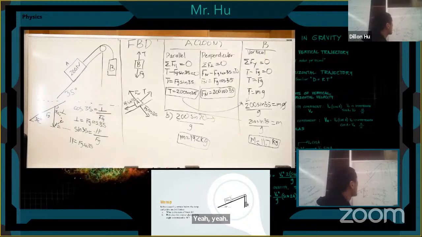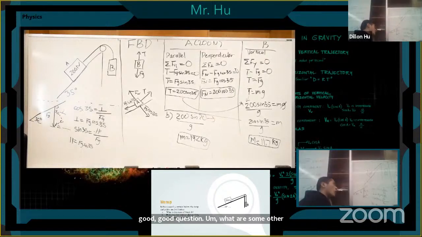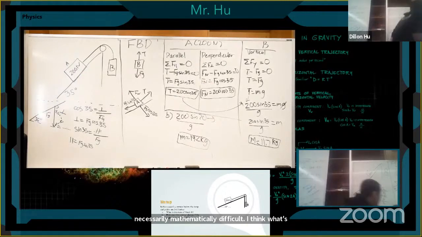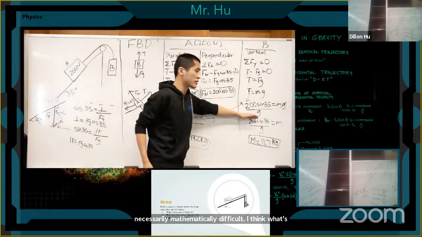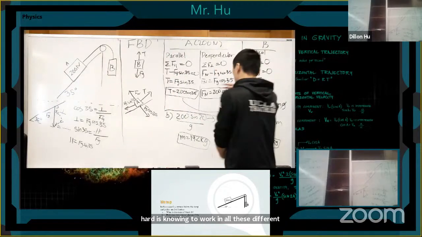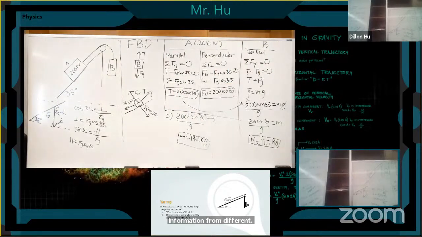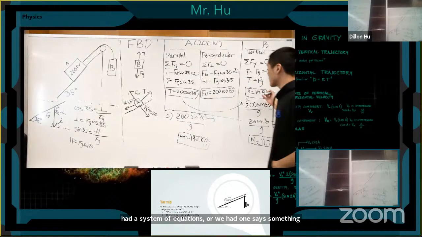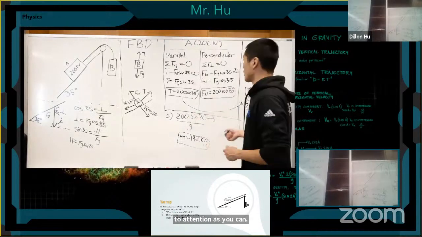Okay, so good question. What are some other pitfalls here? Another pitfall is trying to do everything in one go. Notice how here I had to set up 3 different sigma equations before I could actually solve the problem. While the problem itself is not necessarily mathematically difficult, I think what's hard is knowing to work in all these different directions and then knowing to combine information from different models. So here we had a system of equations, one being T is equal to N, tension is equal to mg, another being tension is equal to 200 sine 35. So that's another thing you might run into: a system of equations that you need to solve.